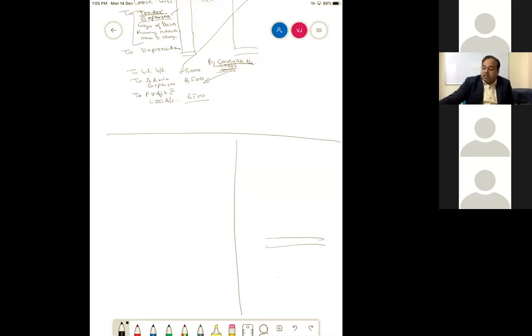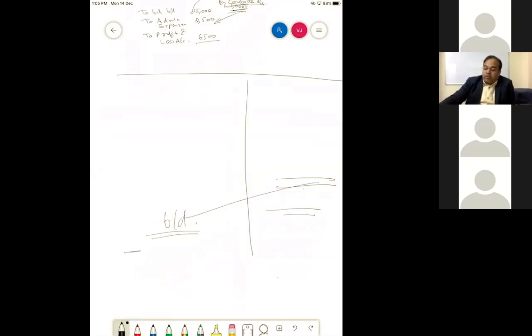Now from this balance, you show it brought down, that is your balance being work cost down. Then here you show by contractee account, and at the bottom you show your administrative expenses, and then you transfer it to your profit and loss account. So I think so for today, this is sufficient.